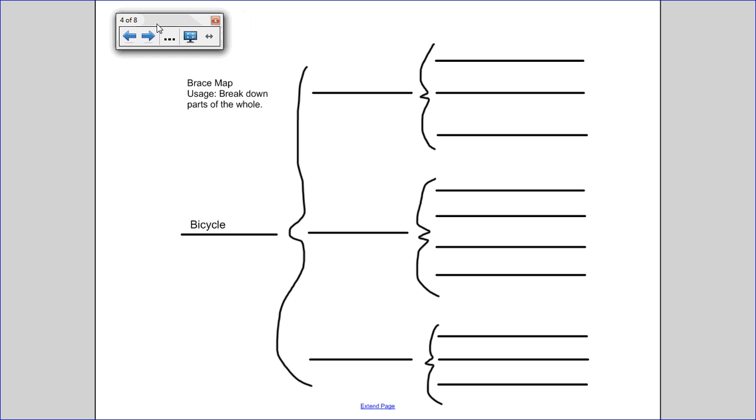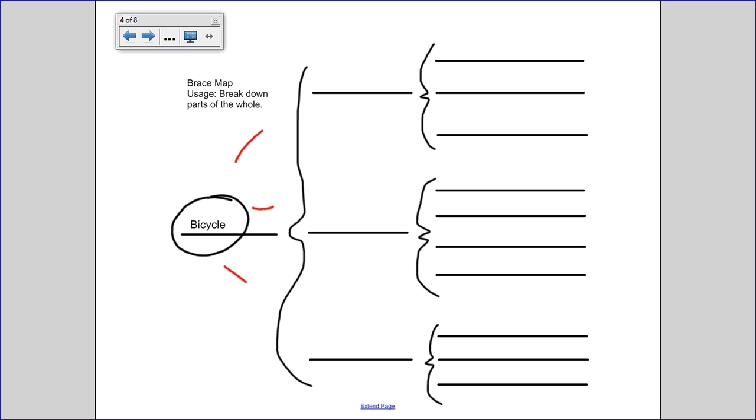All right, so let's say, simple, here's a basic usage. We have our bicycle, so that's going to be our main topic. We always have whatever that large topic is on the left side, and then we break it down as we go from left to right. So we start with a bicycle.